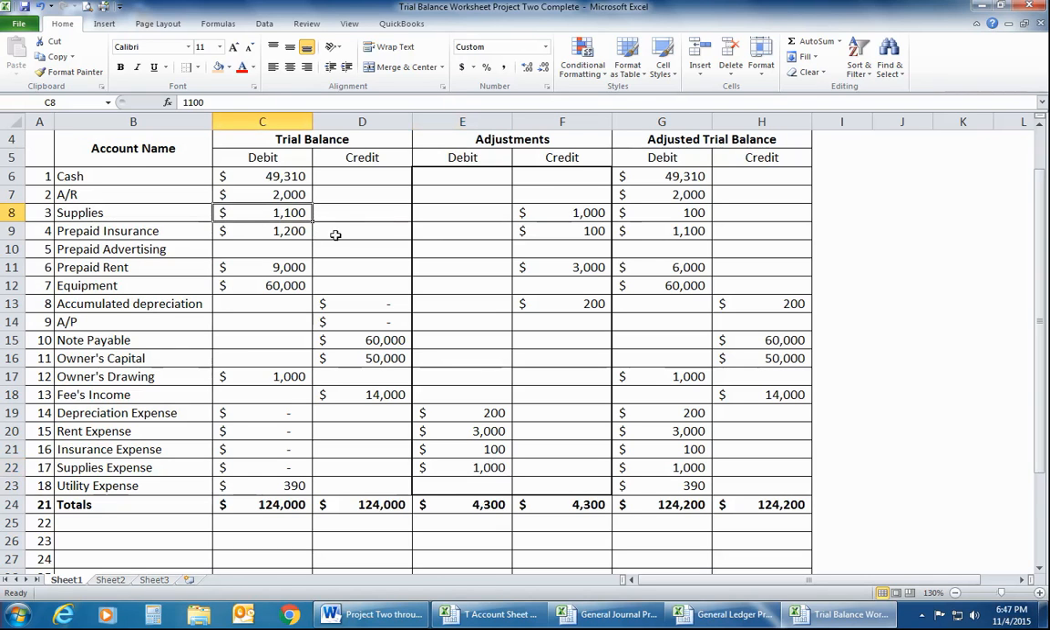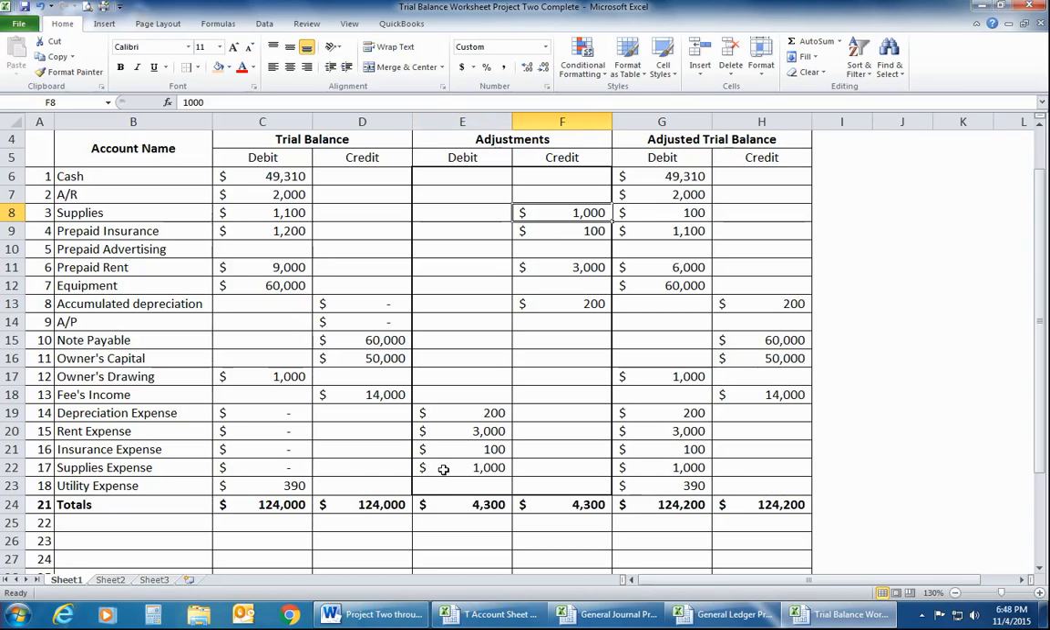We started off the month with a balance of $1,100 in supplies. At the end of the month, we took an inventory and determined that we had used $1,000 worth of supplies. Well, because of this use, we've got to do two things. First, we've got to decrease the balance of our account from $1,100 down to $100. At the same time, we have to account for the fact that we've used $1,000 in supplies.